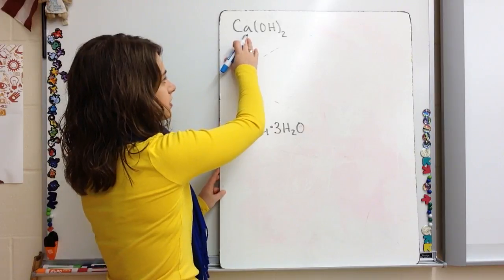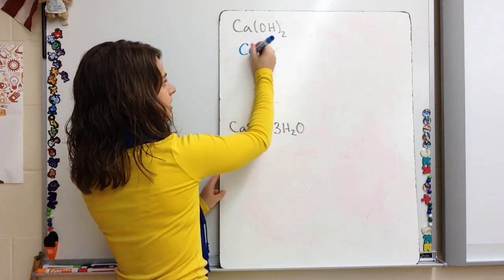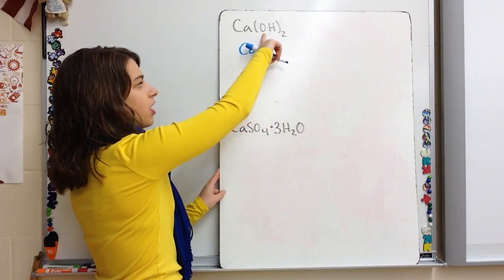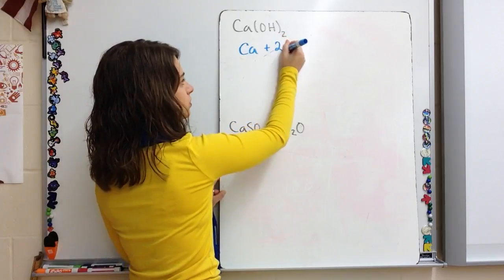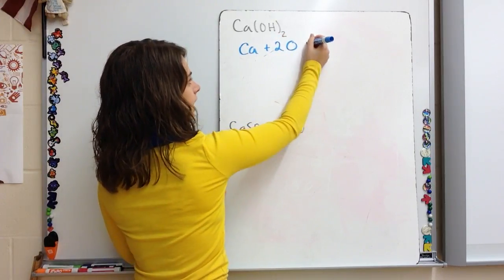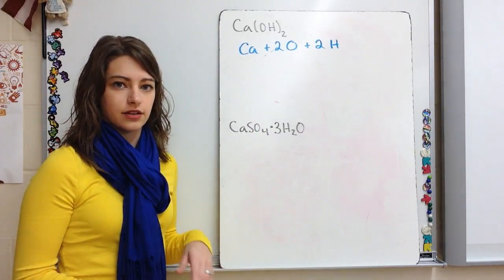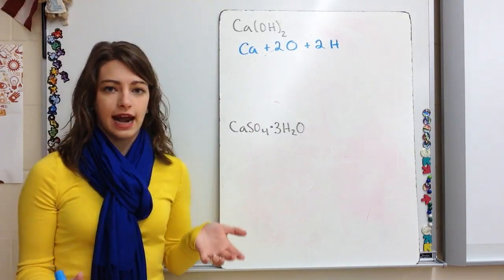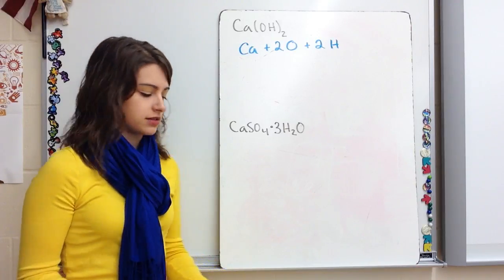So we have 1 calcium. We know that we have 1 calcium because there's no subscript right here. So we're going to have a calcium. Now we have OH in parentheses with a 2 on the outside. So that means we're going to have 2 oxygens and we're going to have 2 hydrogens all added together. Now once you've figured that out and you've deciphered all the pieces, it's the same as before. So we just have to add all those masses together.